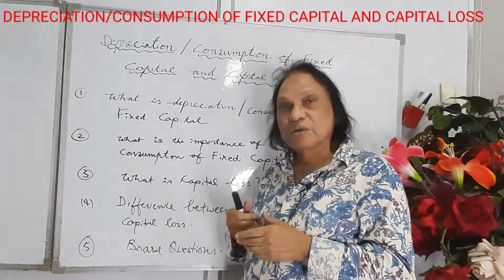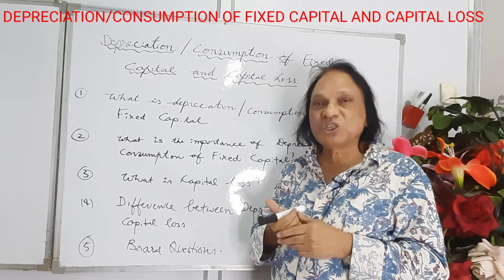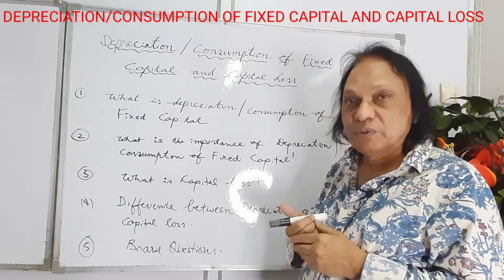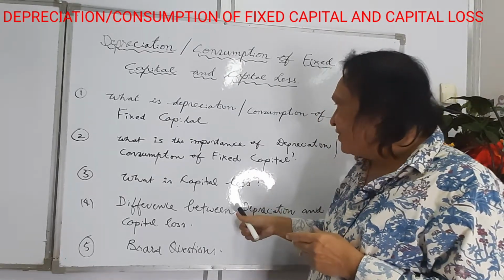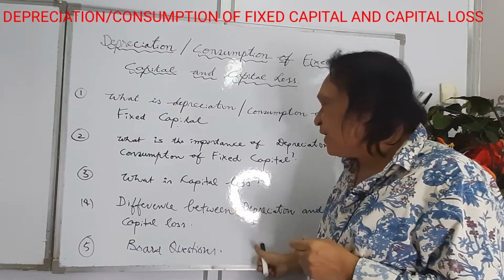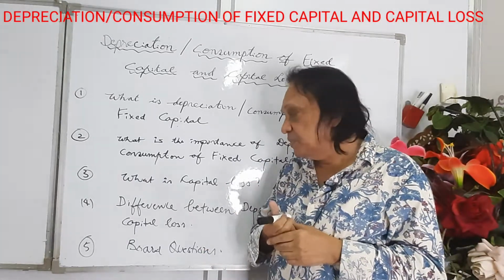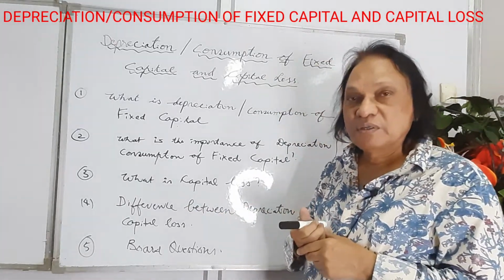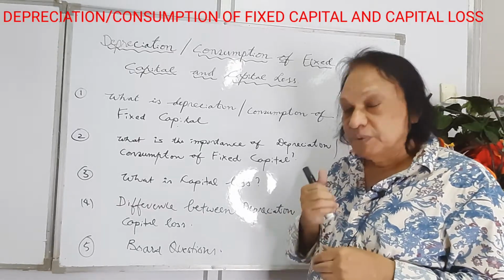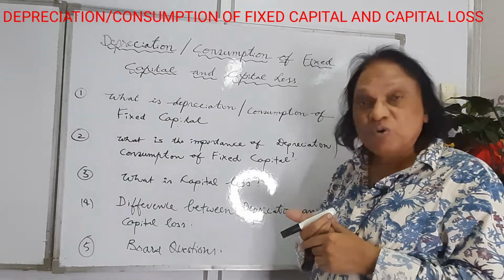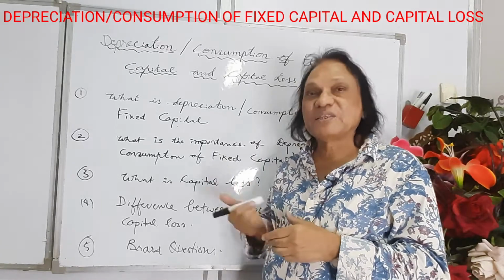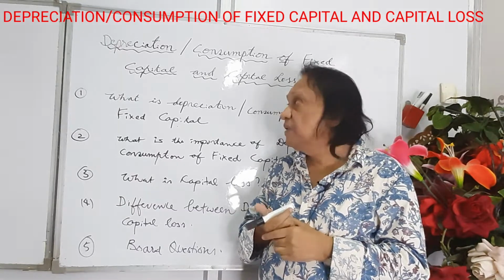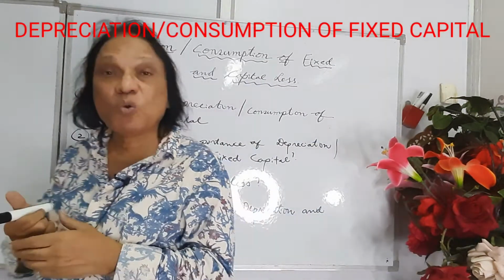And the fourth question will be differentiating between depreciation and capital loss. That is the difference between consumption of fixed capital and capital loss. And the last one, as usual, we'll be talking about some questions that came in the board examination. So, without wasting more time, let's jump into depreciation and capital loss. The first one: what is depreciation?